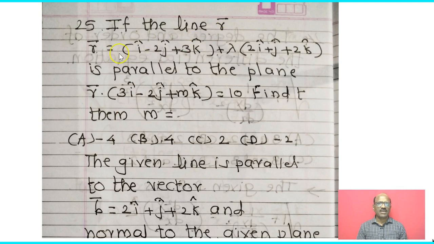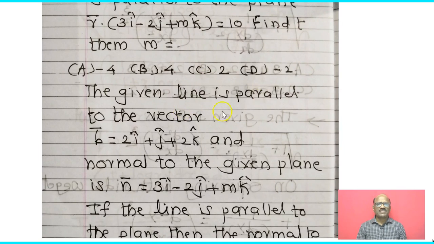If the line r bar is equal to i cap minus 2j cap plus 3k cap plus lambda times (2i cap plus j cap plus 2k cap) is parallel to the plane r bar dot (3i cap minus 2j cap plus mk cap) equals 10, then find the value of m. Now the given line is parallel to the vector b bar, which is equal to 2i plus j plus 2k, and the normal to the given plane is 3i minus 2j plus mk.